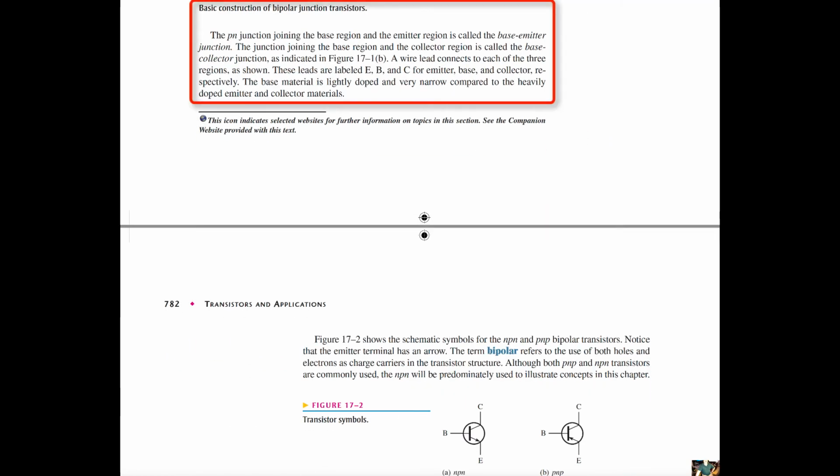The PN junction joining the base region and the emitter region is called the base emitter junction. The junction joining the base region and the collector region is called the base collector junction. A wire lead connects to each of the three regions as shown. These leads are labeled E, B, and C for emitter, base, and collector, respectively. The base material is lightly doped and very narrow compared to the heavily doped emitter and collector materials.